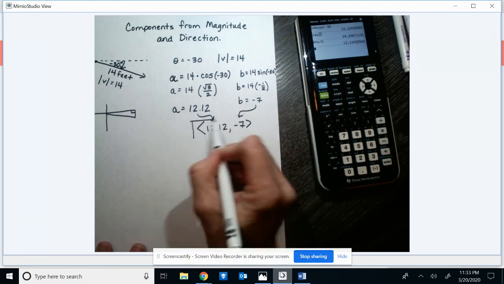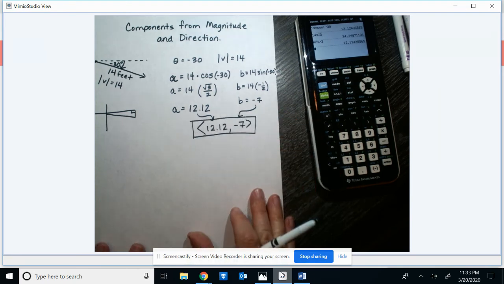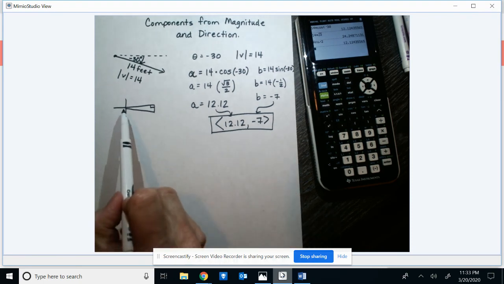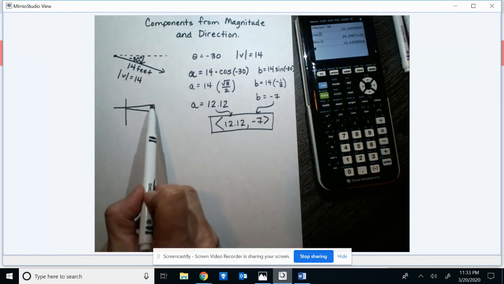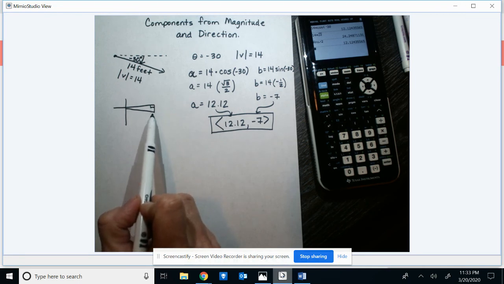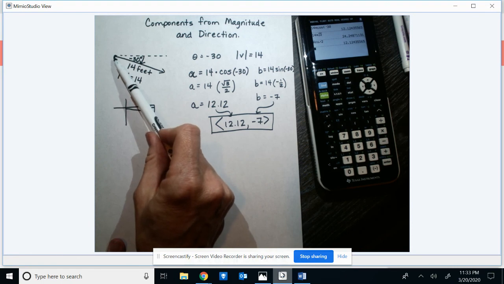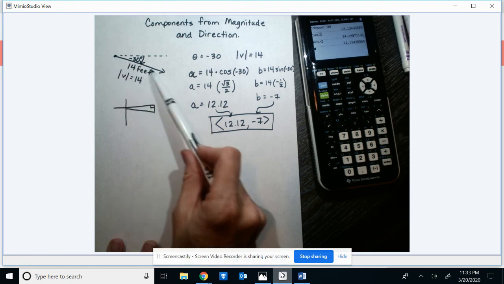So I found the components of my vector given my magnitude and direction. That means I went to the right about 12.12, and I went down a negative 7 on this skateboard ramp that has an inclination and a length, a hypotenuse, of 14.